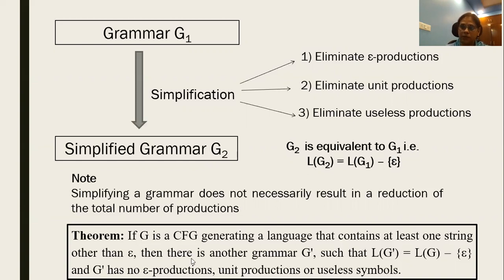The relevant theorem here is if G is a CFG generating a language that contains at least one string other than the null string, then there is another grammar G dash such that L(G dash) is equal to L(G) minus epsilon, and G dash has no epsilon productions, unit productions or useless symbols and useless productions.